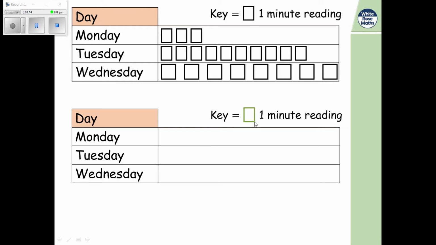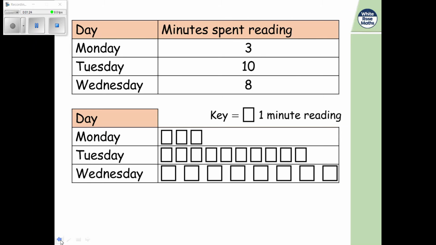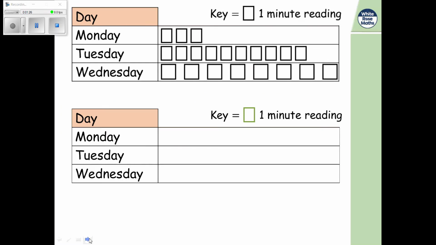So again, this time it's just green, and it also means 1 minute of reading, so they have done 3 here. If you want to try and complete Tuesdays, just remember that it was 10 minutes and 8 minutes for Wednesday. So here you go. Would you like to try and complete Tuesday and Wednesday? Think about the key, how many should be in each. So 10 minutes for Tuesday and 8 minutes for Wednesday.